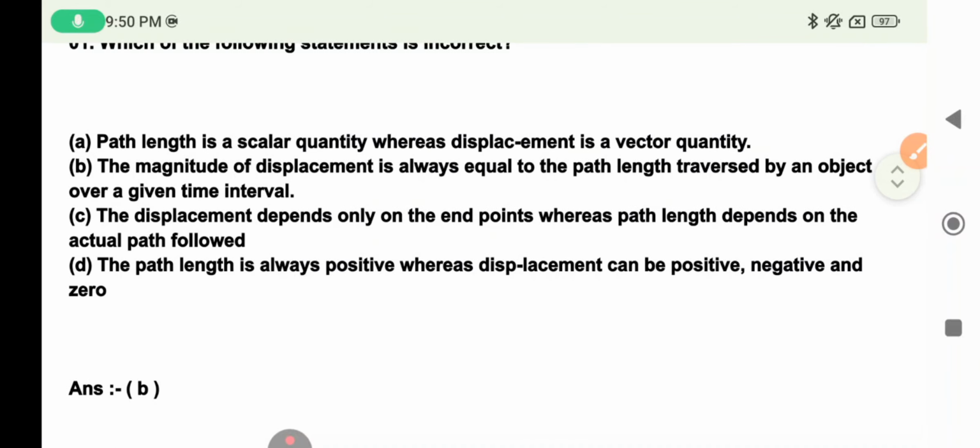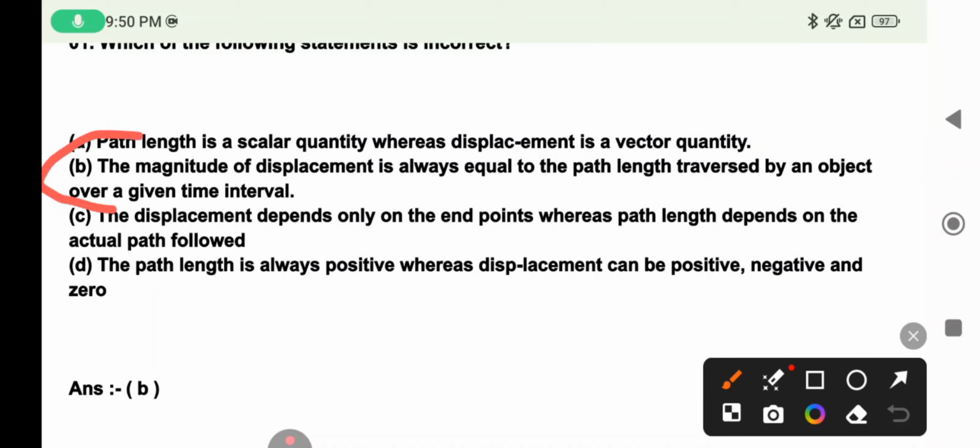And here the options: option A, path length is scalar quantity whereas displacement is vector quantity. And option B, the magnitude of displacement is always equal to the path length transferred by an object over a given time interval. And option C, the displacement depends only on the end points whereas path length depends on the actual path followed. And option D, the path length is always positive whereas displacement can be positive, negative and zero.